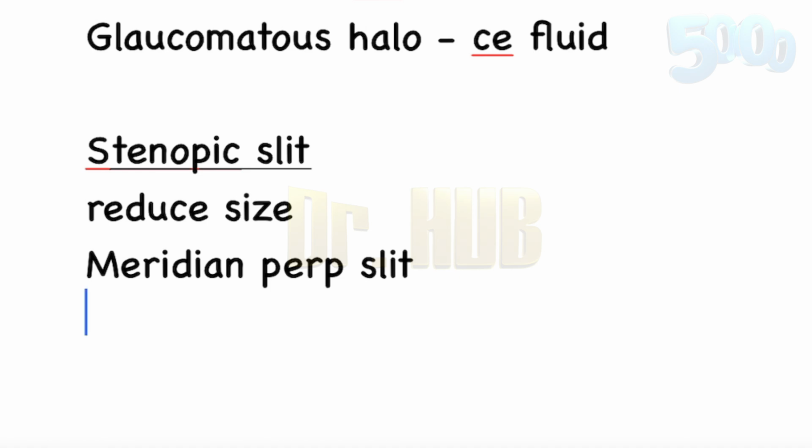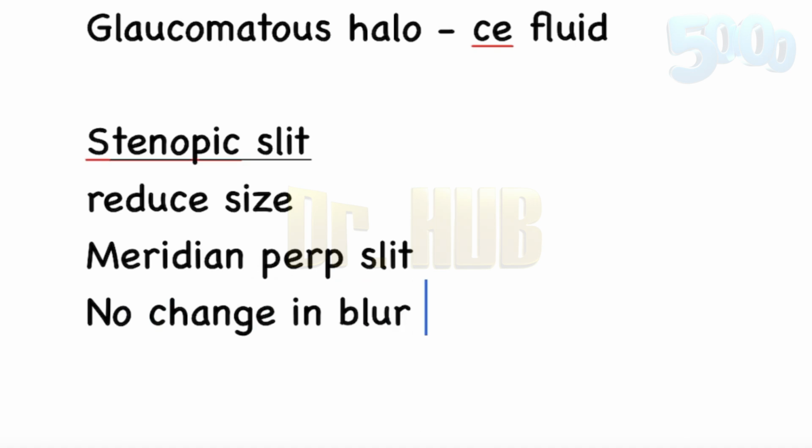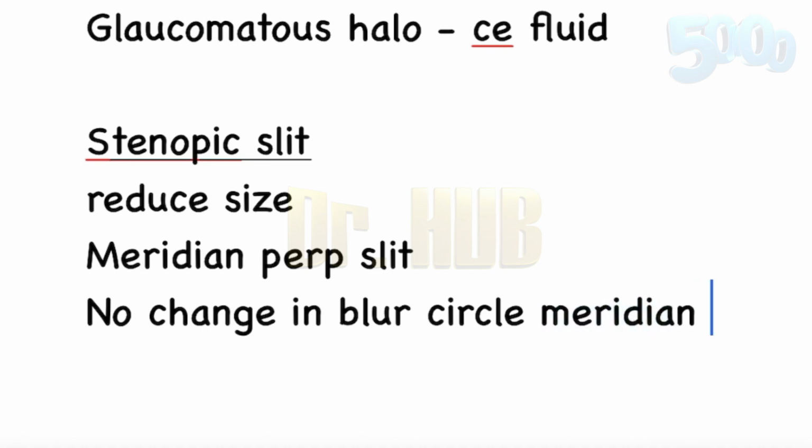Next, there is no change in the blur circle in the meridian coincident with the slit. There is no change in the blur circle with the meridian coincident to it.